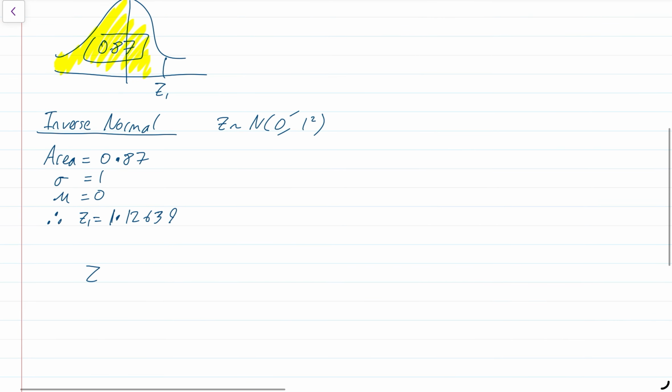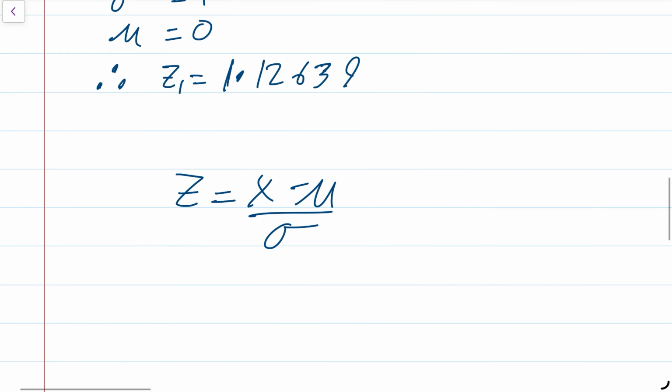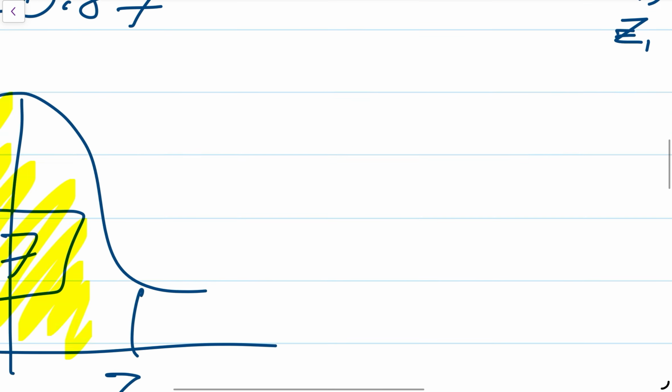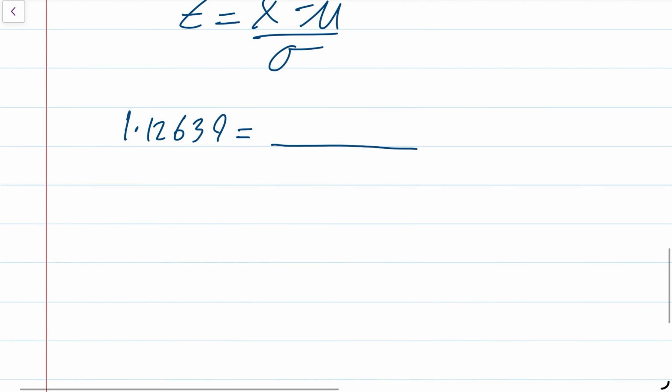So write down the formula. Z is equal to X minus mu over sigma. We'll fill in what we know. We know our Z value is 1.12639, equal to my X. Let's find what my X value was. It was 1.73, the X value corresponding to this Z value.